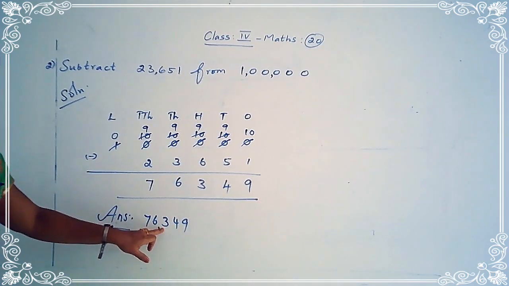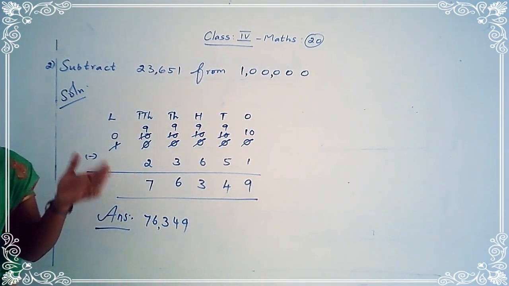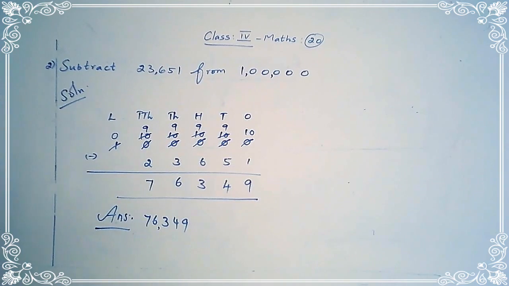Ones, tens, hundreds, after that 1 comma, then thousands, 10,000, after that 1 comma, then lakh, 10 lakh, after that 1 comma. Okay children? This system we have already studied in the first lesson. Yes or no? Yes. So do it carefully. Write neatly, children. Below the ones place you write the ones place number.